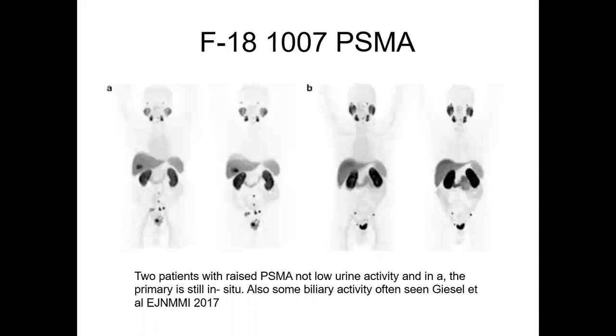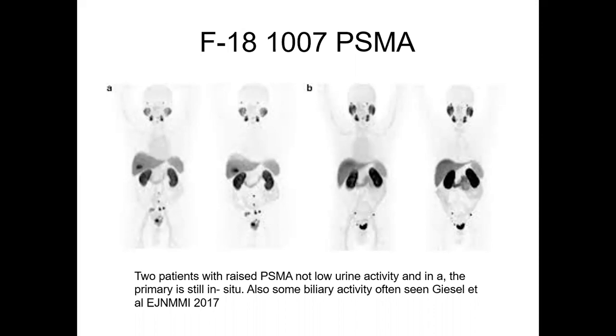So another fluorinated product is 1007. I've a suspicion this is the 1007th one they've tried. And this again was published fairly recently in the EJNMI. And the slight difference on this one is that it has some biliary excretion, but very little early urinary excretion.